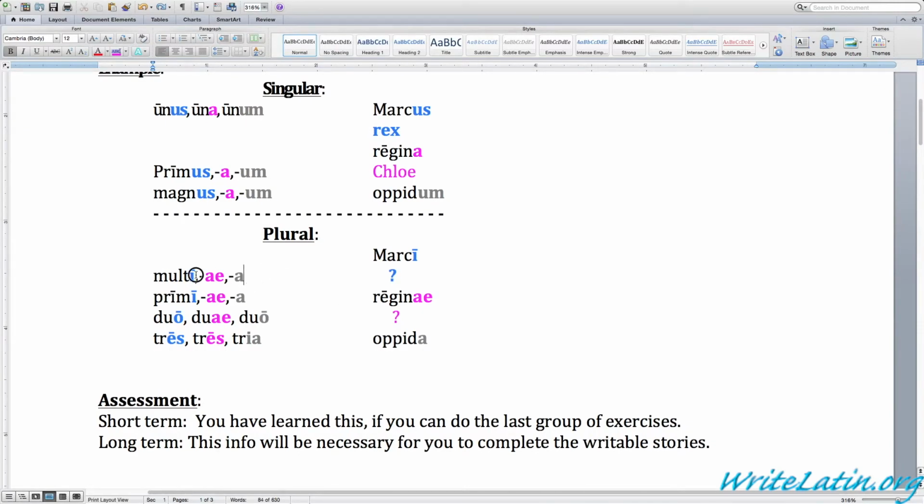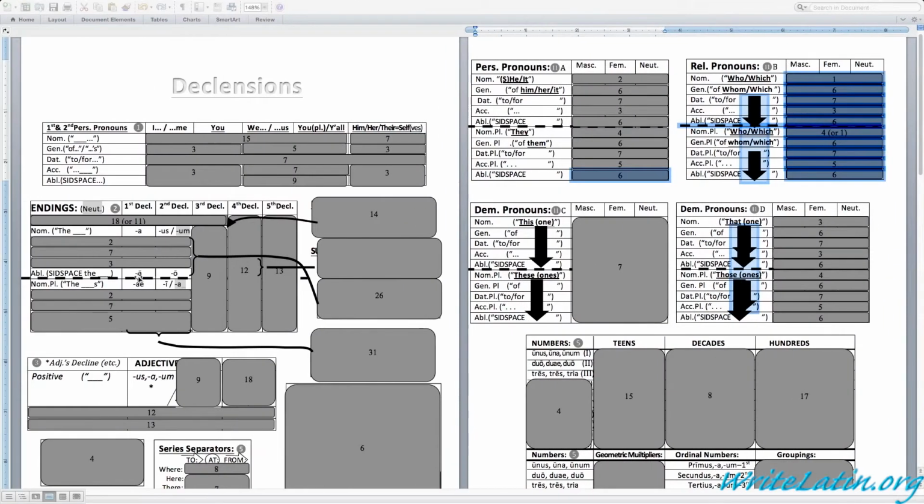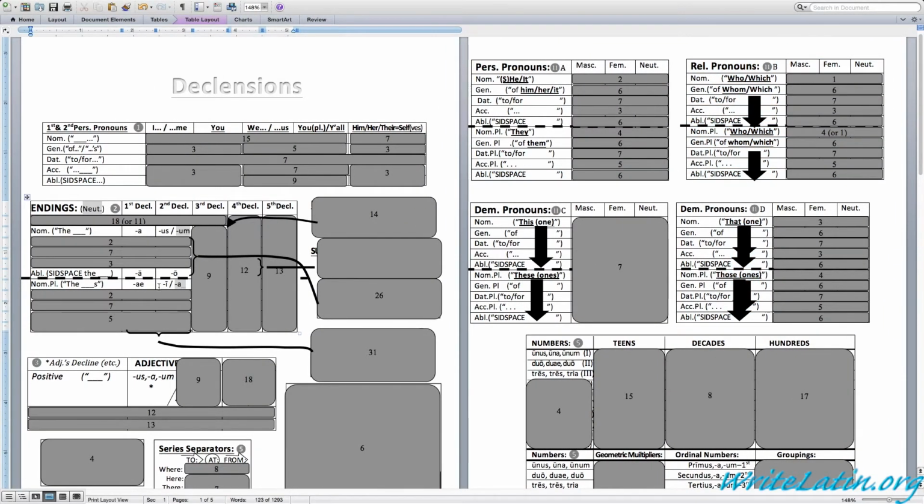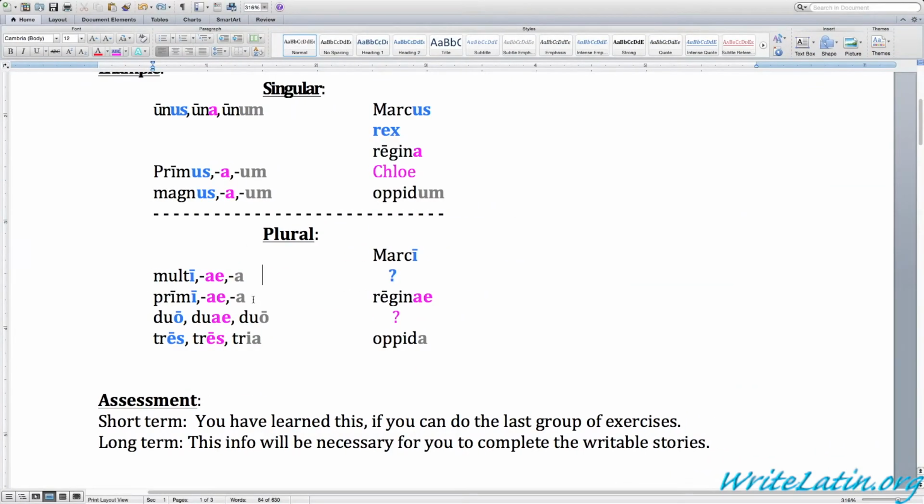Alright, where are these endings -ae, -i, -a coming from? Well, they're coming from -ae, -i, -a, right there in the nominative plural line. So hopefully these will not throw you off. Most of the plurals are regular, -ae, -i, -a. But you'll notice we have two irregular adjectives that have their own special set of endings. I don't know why, but they're just different.